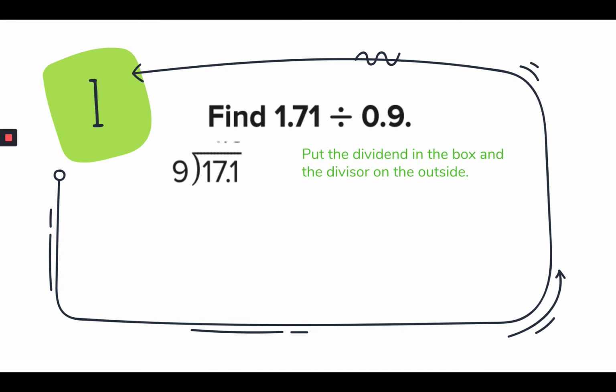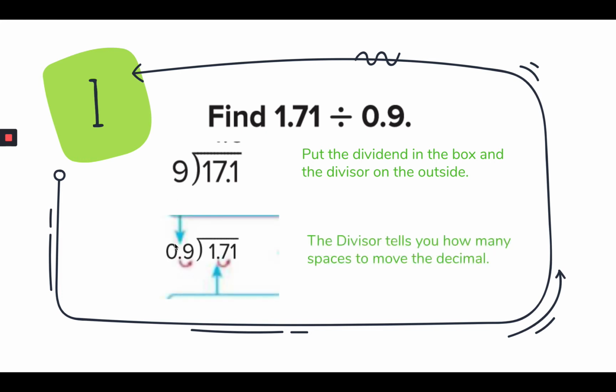All right, so first things first, set up your problem. Again, the dividend goes in the box, so 17.1. The divisor goes outside the box. Next, you're going to move your decimal. If I move my decimal once on the outside, it's the divisor that tells me how many times I'm going to have to move my decimal. Because there's one decimal place here on the outside, then I have to move it one place on the inside. So again, the divisor, the number of places you have to move the decimal on the outside, determines how many places you move the decimal on the inside.